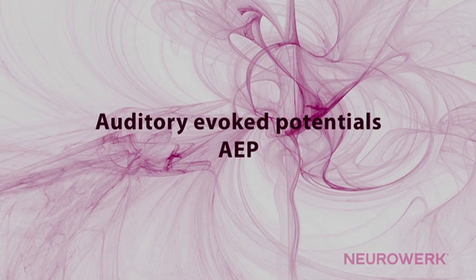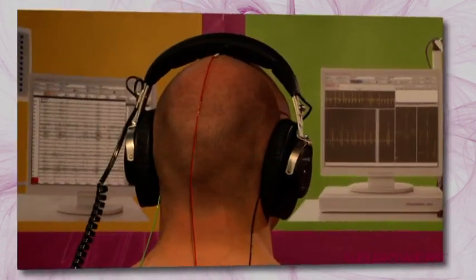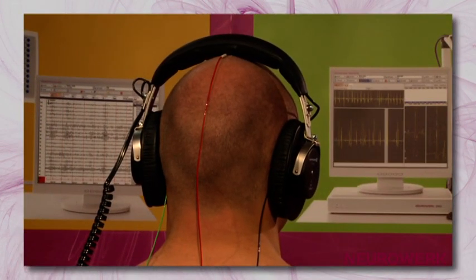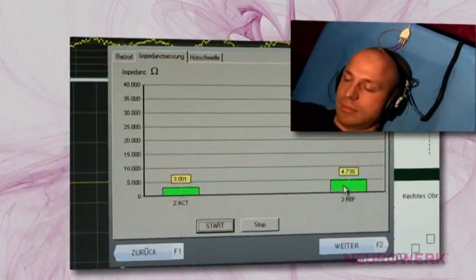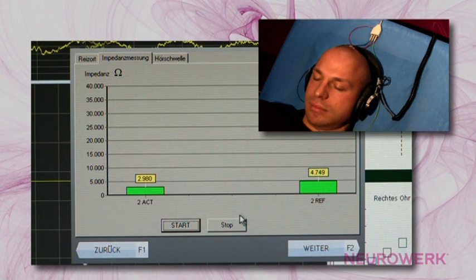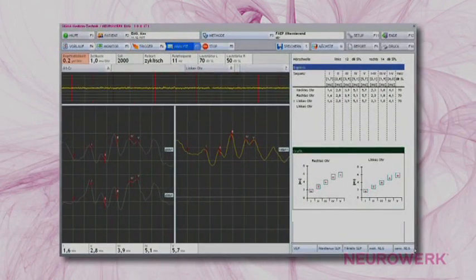Auditory evoked potentials, AEP. The auditory evoked potentials are classified according to their latency in early, middle, and late AEP. Auditory stimuli are transmitted through the middle of the ear and trigger nerve impulses inside the ear, which reach the brainstem through the auditory nerve.